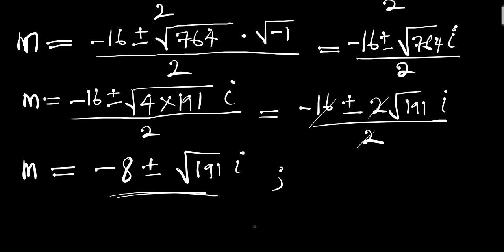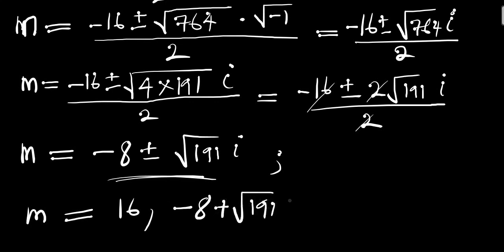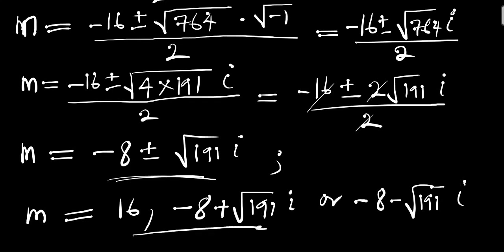So for all the solutions for m, the first is m equals 16. We have m equals negative 8 plus root of 191 times i, or m equals negative 8 minus root of 191 times i. So these are all the solutions for m. So that is it for the video. Thank you and goodbye.